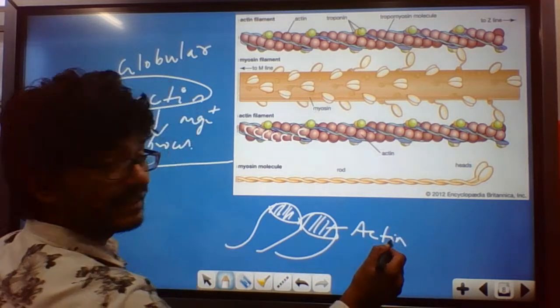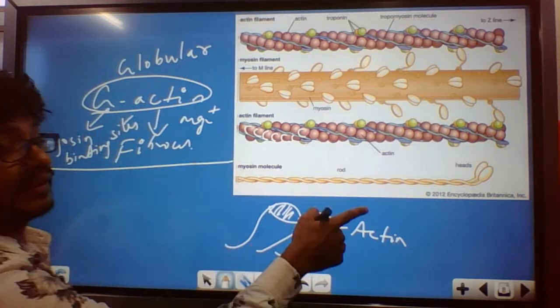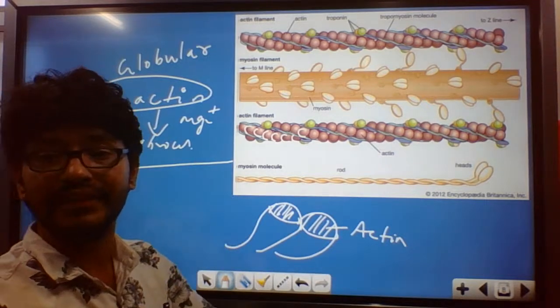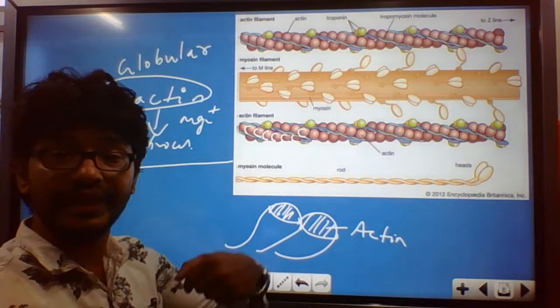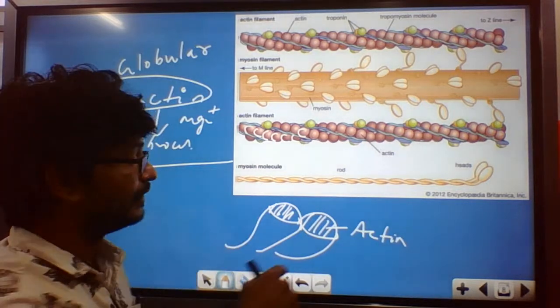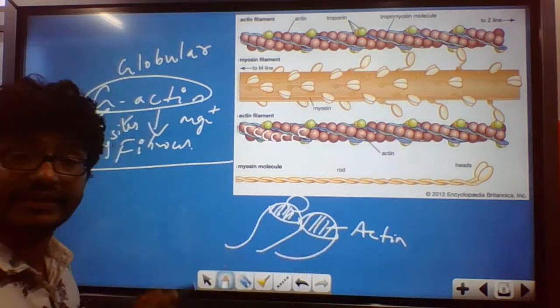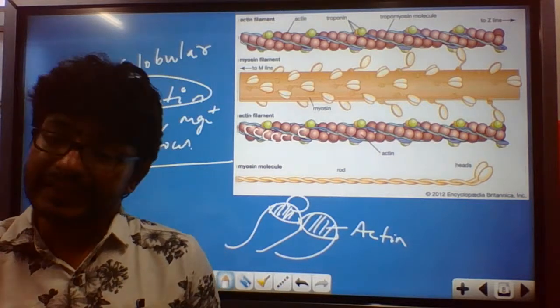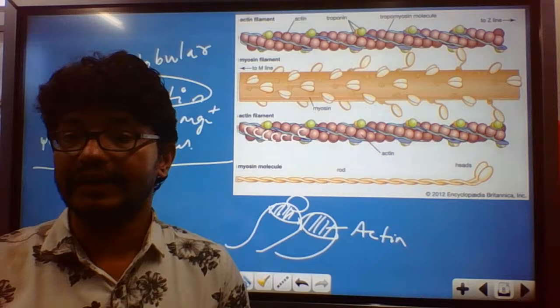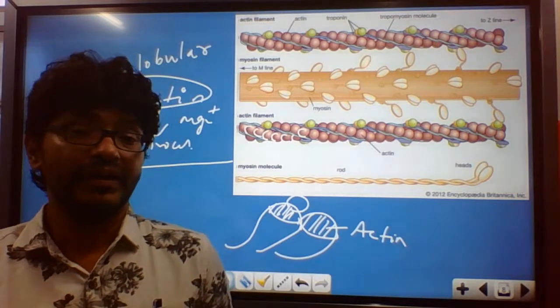The actin binding site and this G actin, both will come and bind at a point of time. That is the place where the contraction takes place. When the binding, the power stroke forms, then the ATP will come and bind. This we are going to discuss separately under the sliding filament theory. Next class, maybe tomorrow, we'll discuss the sliding filament theory. There you will clearly understand.